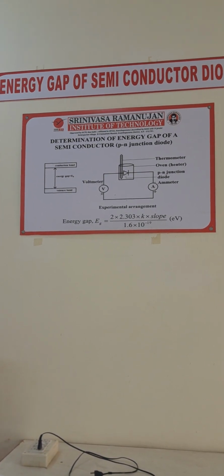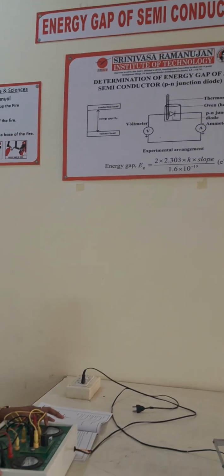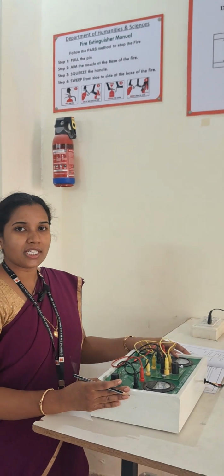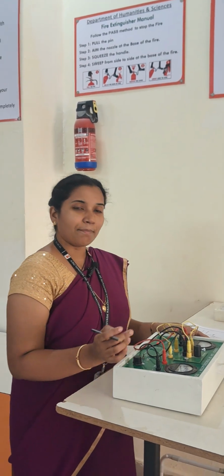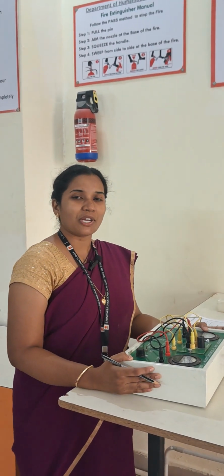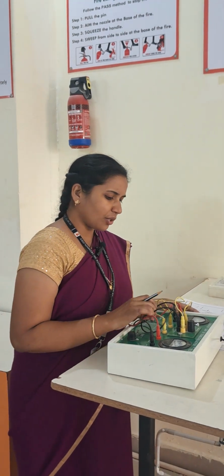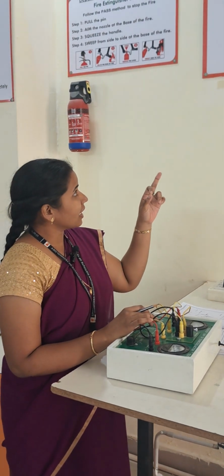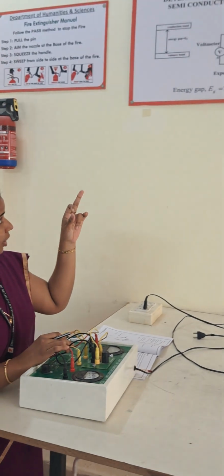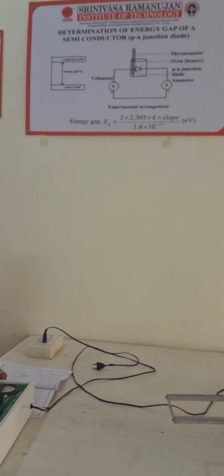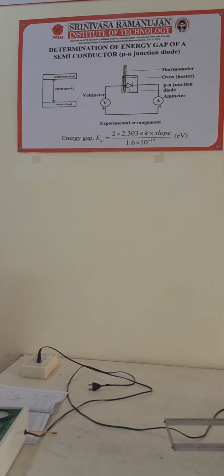Now coming to the kit, we are seeing here the voltmeter. A voltmeter is a device which is used to measure the voltage in terms of volts. An ammeter is a device which is used to measure the current in terms of amperes. Now we can see the oven, heater, thermometer and PN junction diode. Here the thermometer is used to measure the temperature.